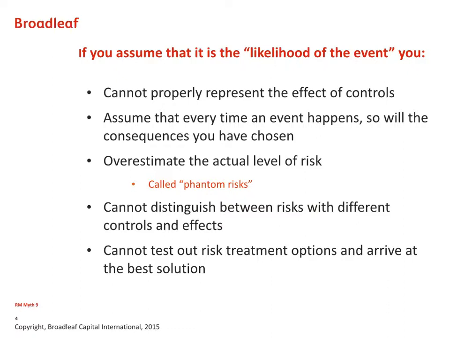We also are assuming that every time the event occurs, then we will get the consequences. And if those consequences are severe, it means that every time an event of whatever magnitude occurs, we will always get the severe consequences. Every time I trip up, it could be fatal. In fact, if I do it this way, it will be fatal. And that clearly leads to an overestimation of the actual level of risk. These are called phantom risks because realistically we cannot have those consequences at that level of likelihood. It's not feasible that they could occur at that frequency or likelihood.